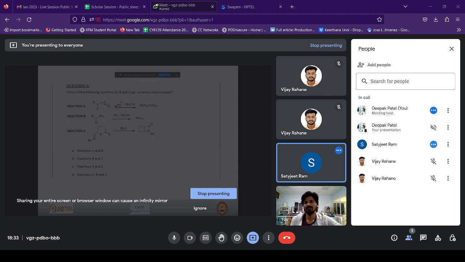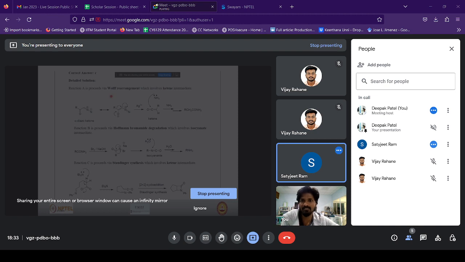Coming to question number 6: which of the following reactions A, B, and C go via ketene intermediates? Even if you do not know the reaction, you can think about where ketene formation can happen. If you resonate this negative charge, this pi electron will resonate here and here, and again it will go, then immediately N2 gas will be released. This N2 gas formation is the driving force in this ketene formation. So A is a process via Wolff rearrangement, which involves the ketene intermediates.